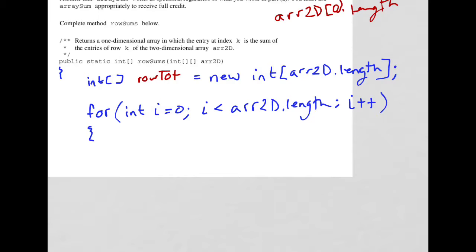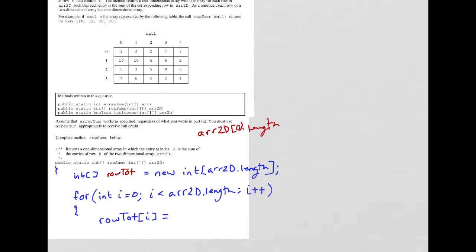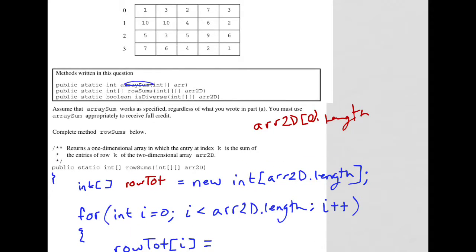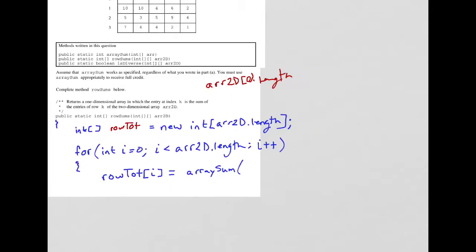I like that better. And then I'm going to say the 0th spot in rowTotal. The first spot in that is the 0th spot. So I'll say i. That's going to get the sum of this row. So I can use my array sum. And what do I put in it? I want to put in the first row.